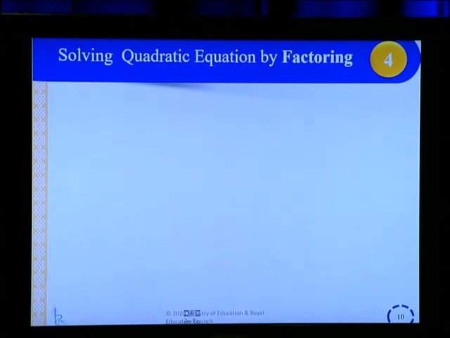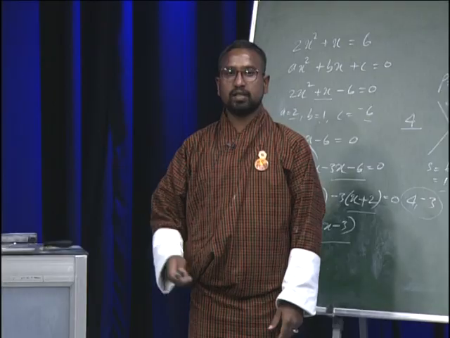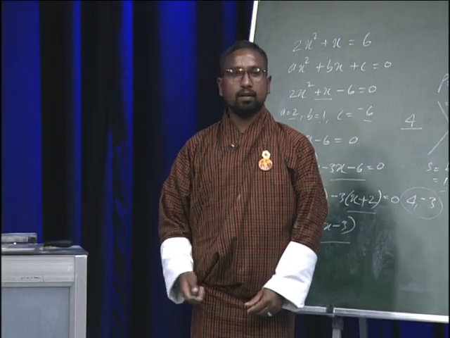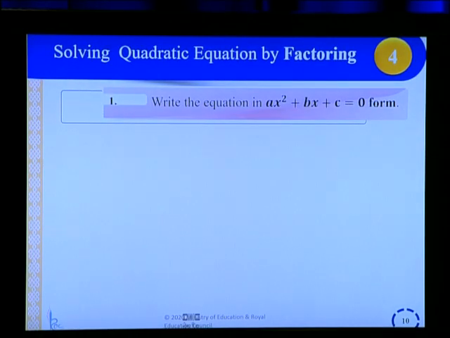Okay. Now, finally, let us move on to solving quadratic equations by factoring. Till now, we were looking at the strategies for how to factor our quadratic equation. Now, let us try to see solving quadratic equations by factoring. So, there are 4 steps.